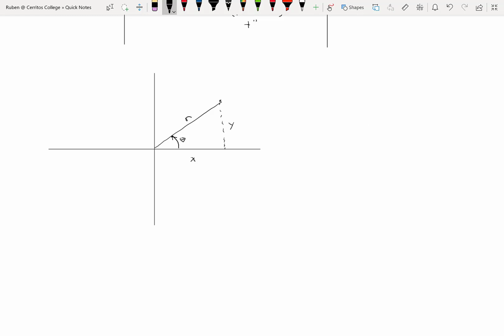Okay, so let's take a look at the relationships between r and theta and x and y. Specifically, let's look at a relationship that allows us to go from polar to rectangular form. That means if I give you an r and a theta, you should be able to give me an x and a y.